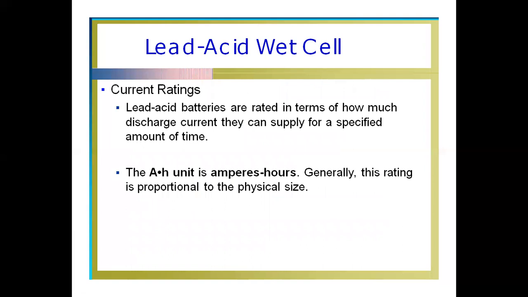Lead acid batteries are rated in terms of how much discharge current they can supply for a specified amount of time. The ampere hour unit is used there. Generally, this rating is proportional to the physical size.